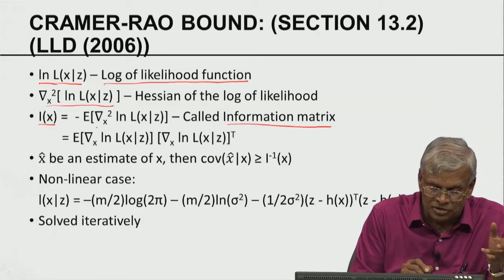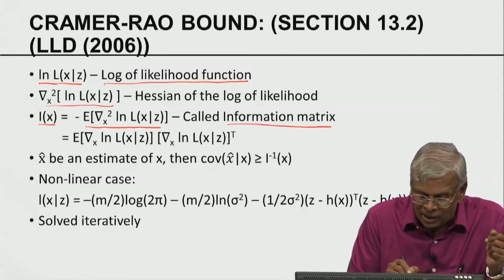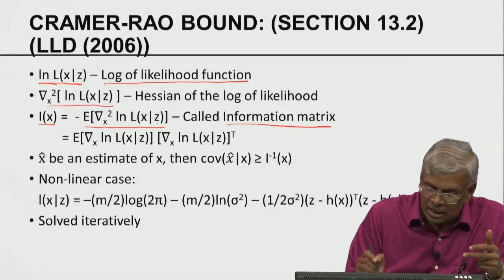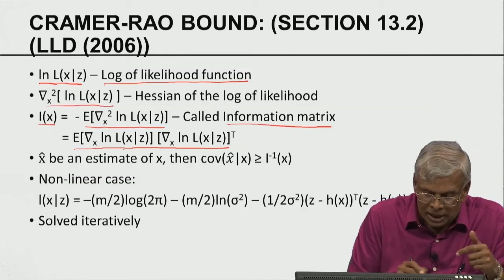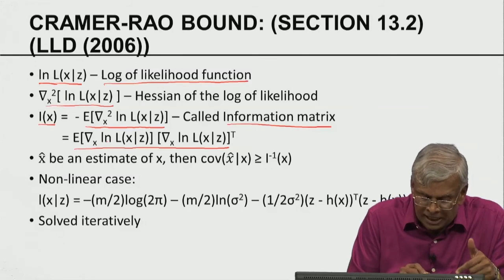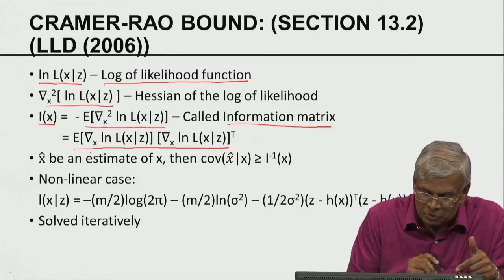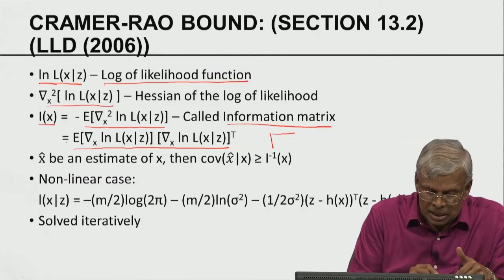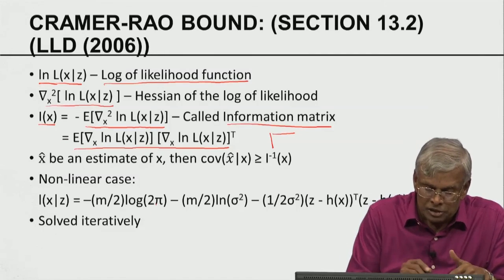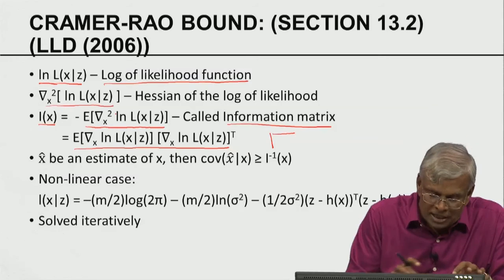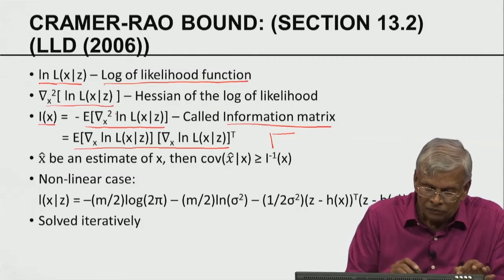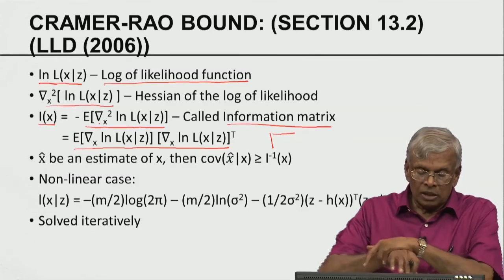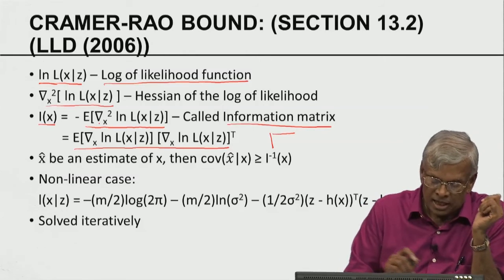The information matrix is essentially the negative of the expected value of the Hessian of the log of the likelihood. It can be shown that this information matrix is also equal to the outer product. Now look at this. The gradient of the log of the likelihood is a vector. The transpose gives the outer product. This is the expected value of the matrix. So what is the theory here? The theory here is that the outer product matrix and the Hessian matrix are related.